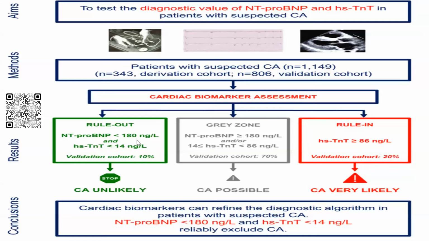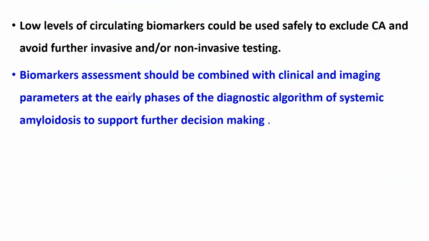This arm reliably excludes cardiac amyloidosis when the NT-proBNP is less than 180 and the high-sensitivity troponin is less than 14. Patients with high troponin, more than 86, are in the rule-in group for cardiac amyloidosis. So the conclusion of this small study: cardiac biomarkers can define the diagnosis, and when NT-proBNP is lesser than 180 and troponin lesser than 14, cardiac amyloidosis can be excluded.